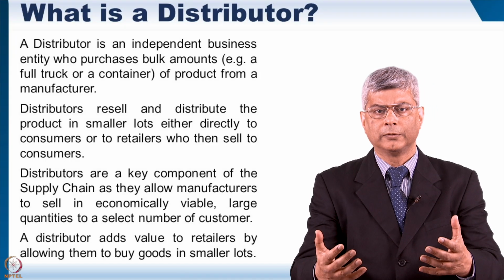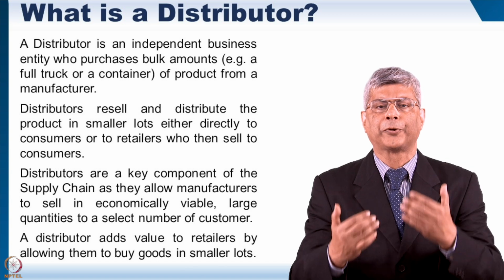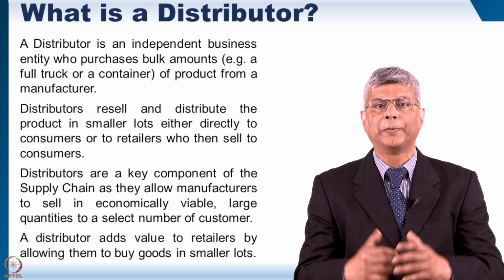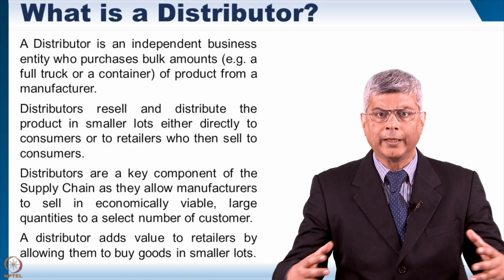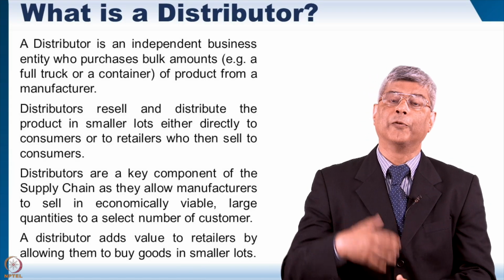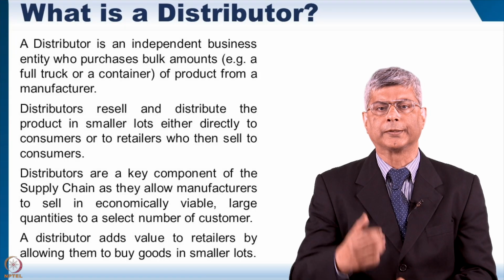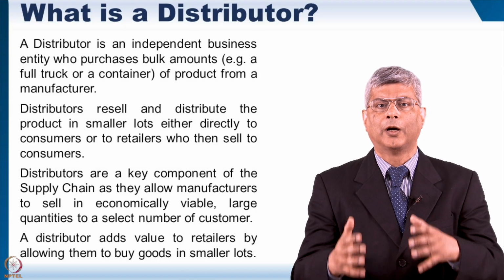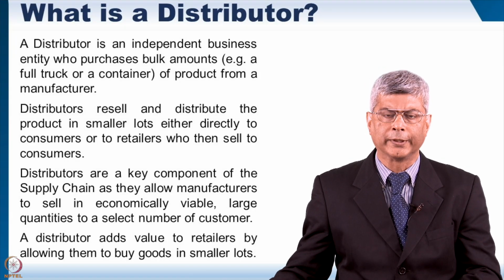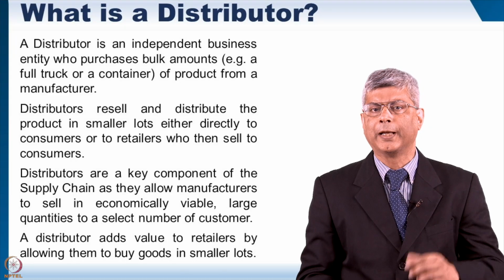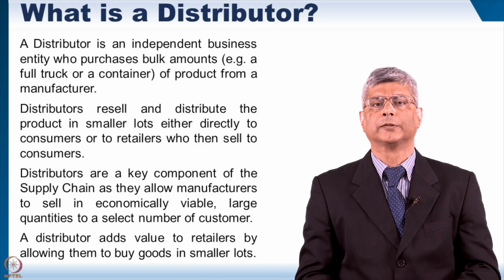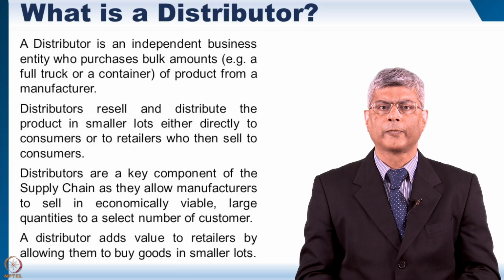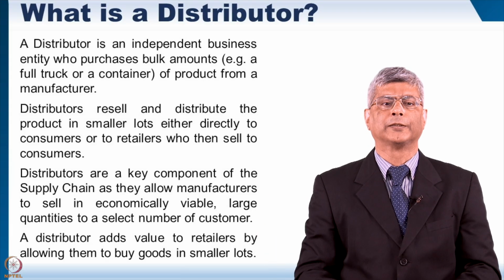A distributor may buy a full truckload. Large global distributors may buy a container load. A very big distributor, let's say a distributor of cars, a Ford, or General Motors, or Maruti, or Mahindra, or Hyundai, may buy a shipload of cars. And he buys it from the manufacturer.